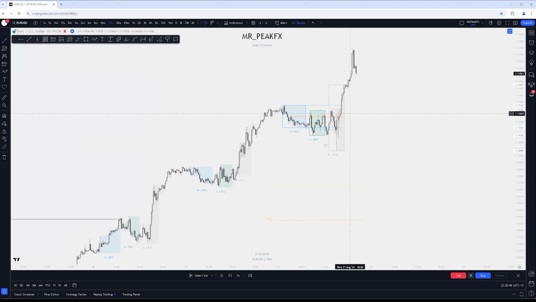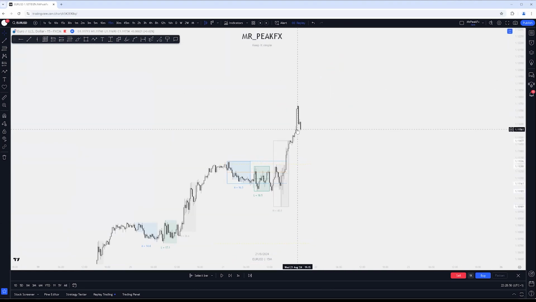So I came on the chart on this day. It was on a Wednesday, the 21st of August. And I needed to see what price was going to do. I needed to analyze price and, of course, now trade it.